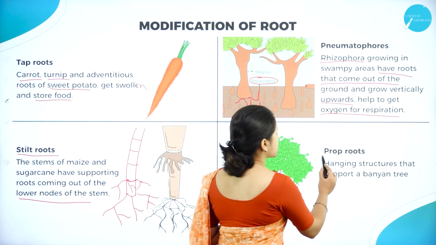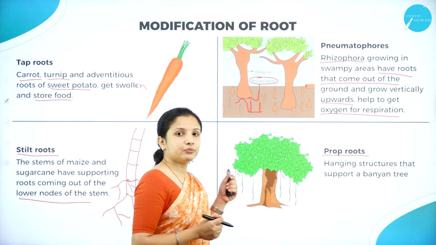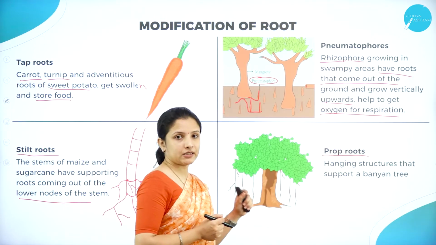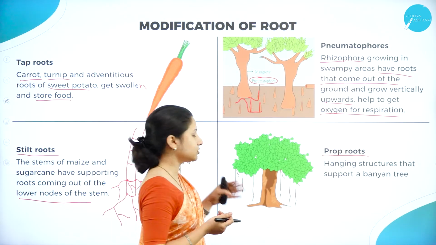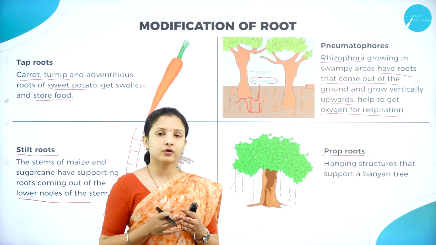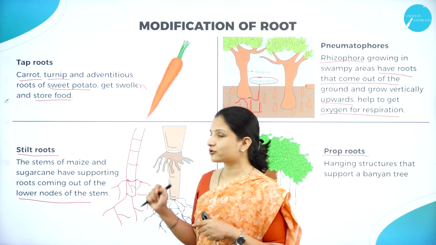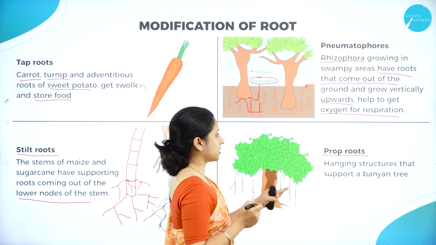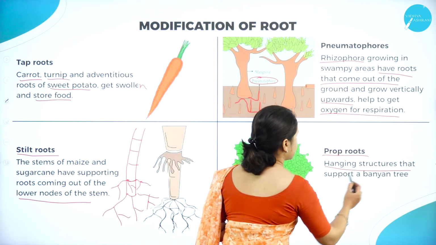The next modification is the prop root. The best example for stilt root is sugarcane. For prop root, it is the banyan tree. Both the sugarcane stilt roots and the banyan prop roots are nothing but adventitious roots, that is, extra roots for support. Among these adventitious roots, there are two types, stilt root and prop root, which are modifications of the adventitious roots. Prop roots are hanging structures that support the banyan tree.